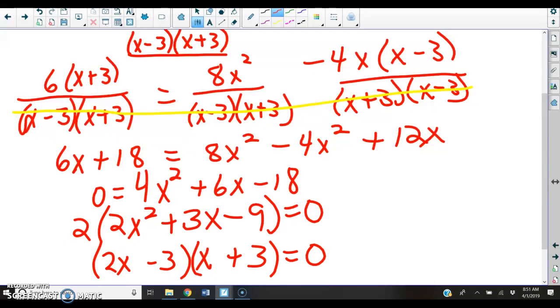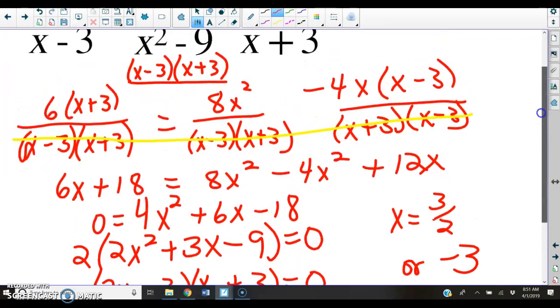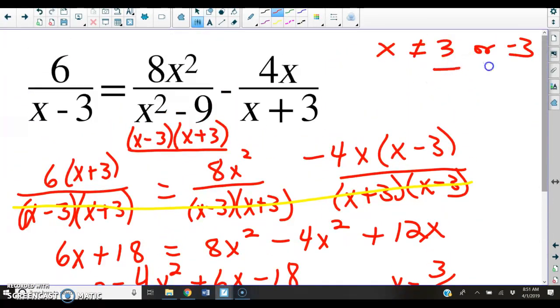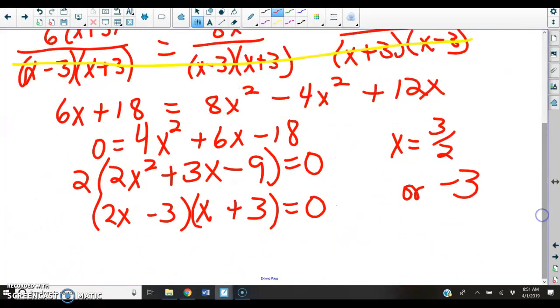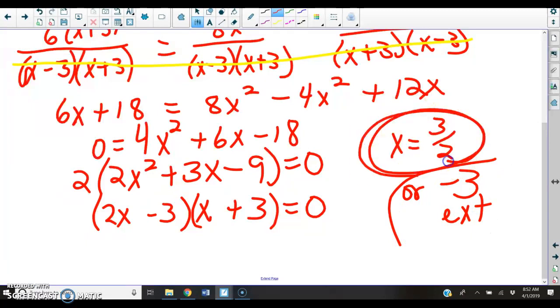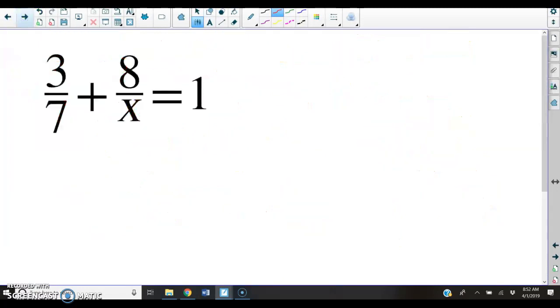Okay. So now when I solve that, I'm going to get x equals positive 3 over 2 or negative 3. But remember back up here, we said we cannot have 3 or negative 3. So this one's extraneous. But this is what x equals. Another thing that you could do is you could put that original onto Desmos and see what kind of nice answer you get from that.